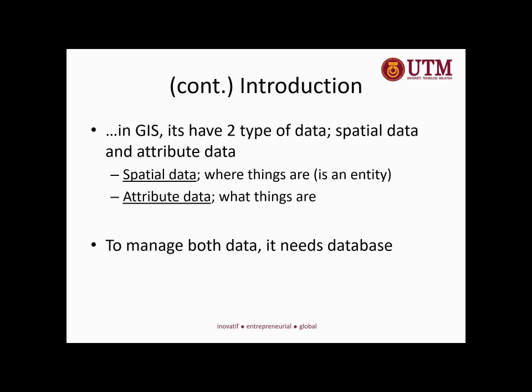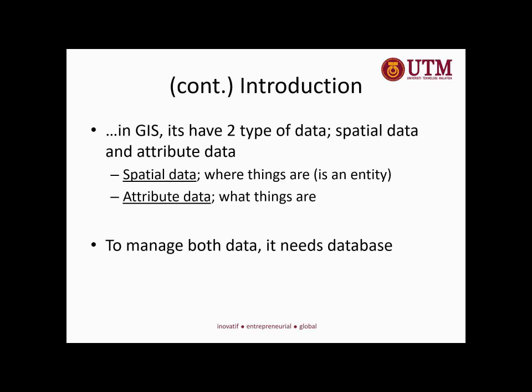Right. So in GIS, as we know, we already discussed a little bit on this. We have two types of data: the spatial data and the attribute data. So spatial data will tell us where things are, where the object is, the location of it, the point, the line, and polygon.